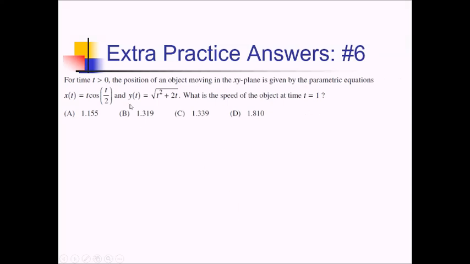On this problem, we've got an object moving given the parametric equations x of t and y of t. We want the speed at time 1. So I basically need to do x prime of 1 squared plus y prime of 1 squared and square root all of that, like so. That's my speed, just Pythagorizing our velocity components. So let me go ahead and plug that in the calculator.